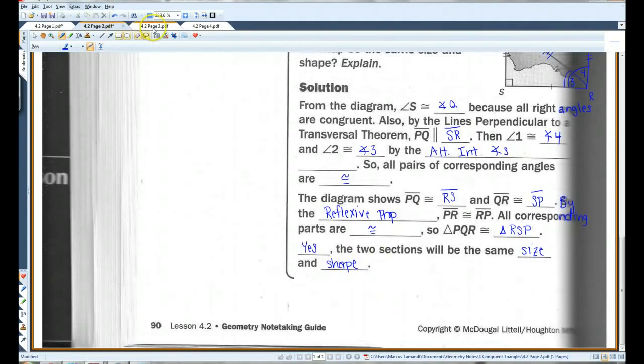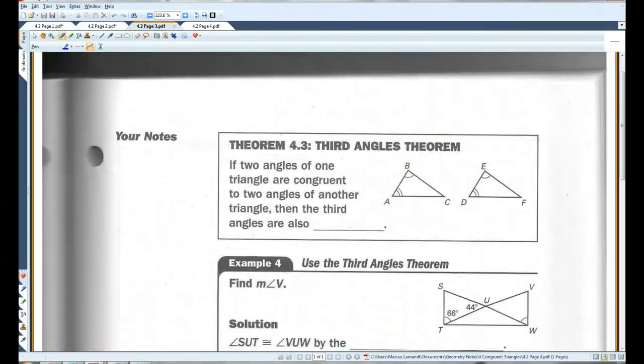Alright, let's go on to page 3. Okay, third angles theorem. If 2 angles of one triangle are congruent to 2 angles of another triangle, then the third angles are also congruent. Okay, and this makes sense because you know all the angles have to add up to 180.